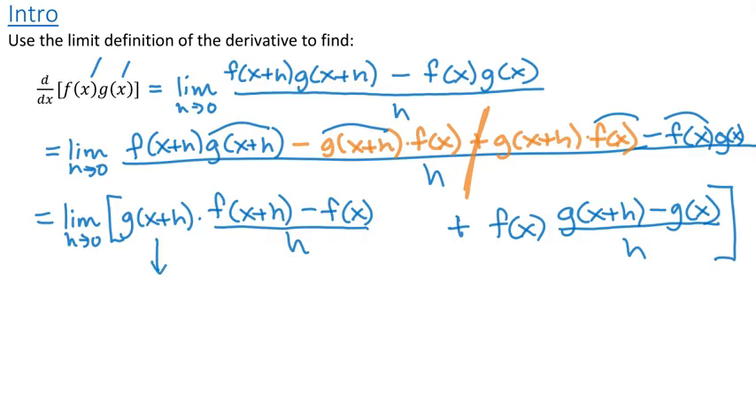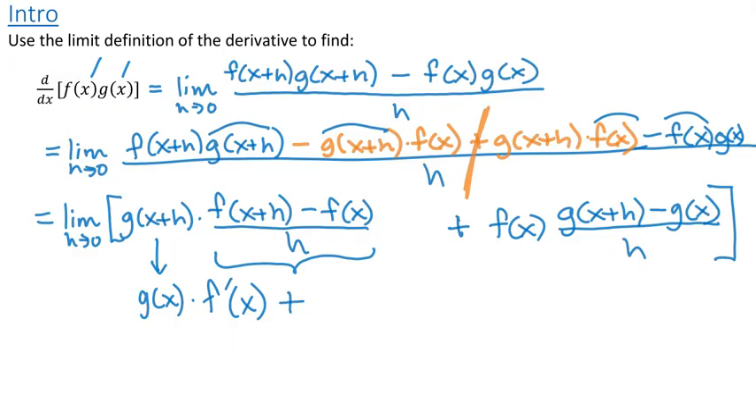So as h goes to 0, out in front here, we'll just have a plain old g of x, and that will be multiplied by f prime of x. That is the definition of the derivative right there. The limit as h goes to 0 of f of x plus h minus f of x over h is f prime of x.